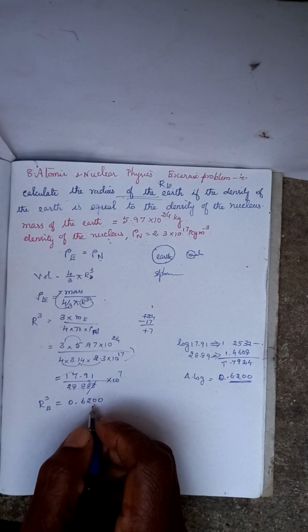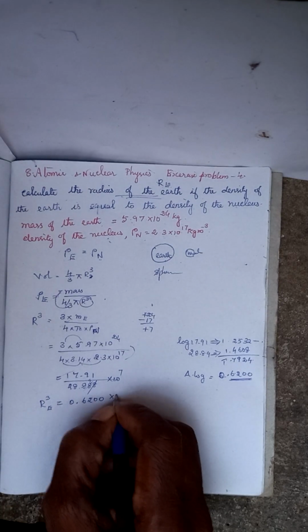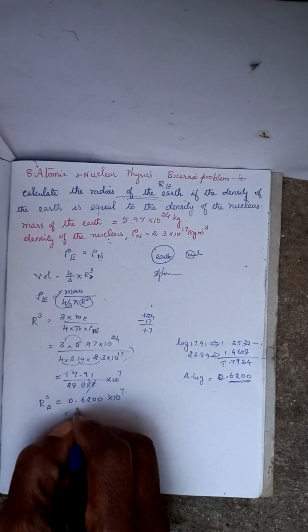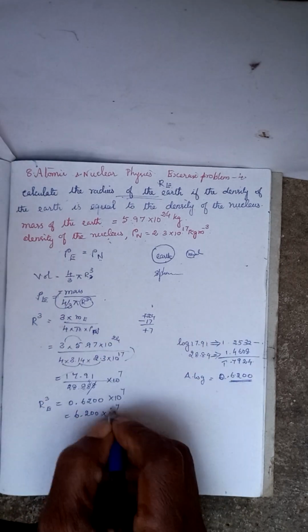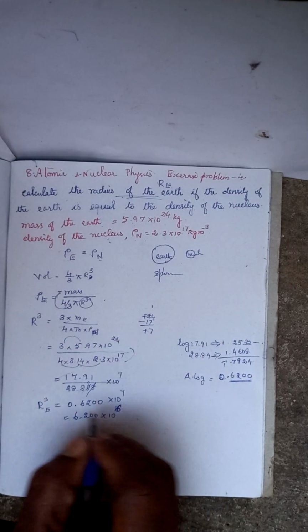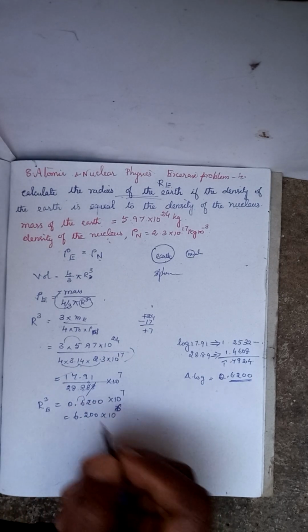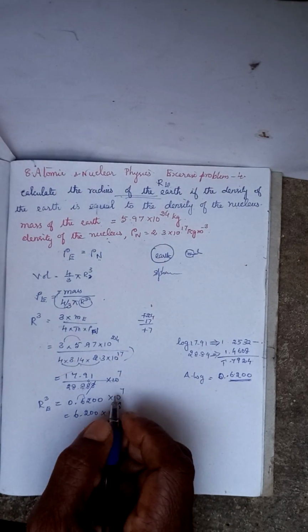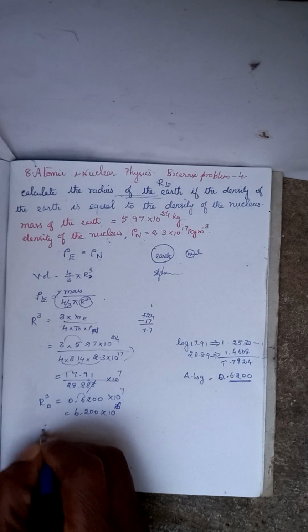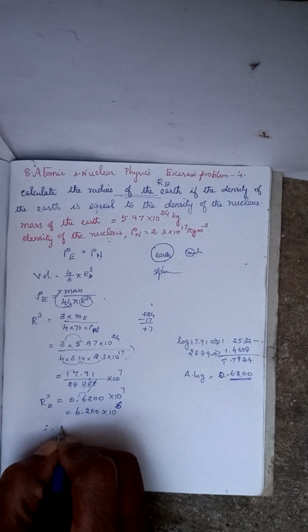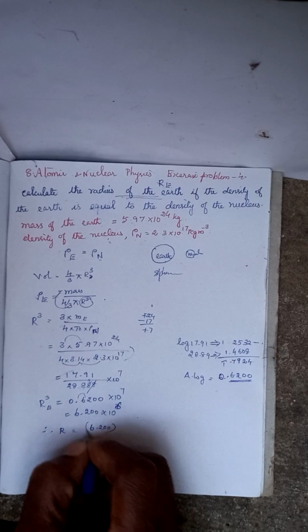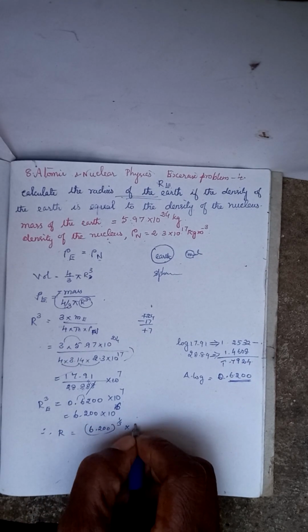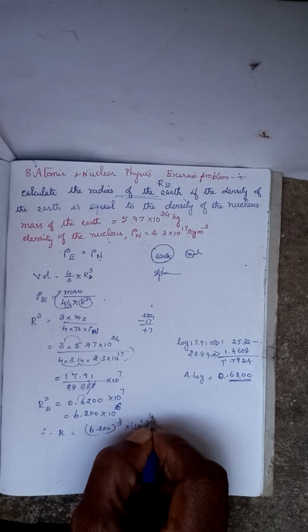So 0.6200 into 10 raised to 7, that is nothing but 6.200 into 10 raised to 6. Now therefore r cube is equal to this much. Therefore r is equal to 6.200 into 10 raised to 6, the whole raised to 1 by 3.